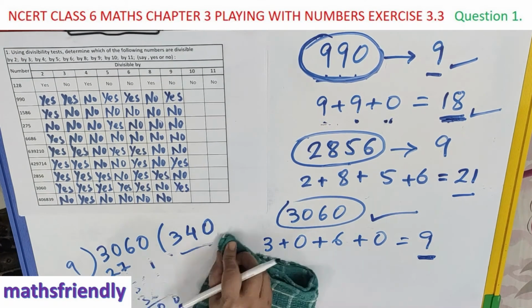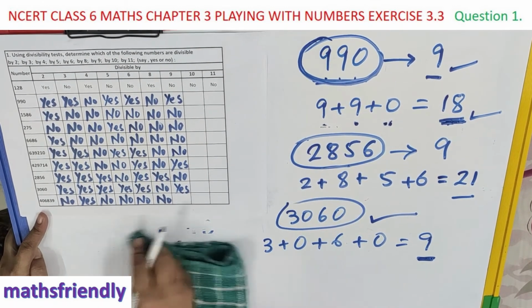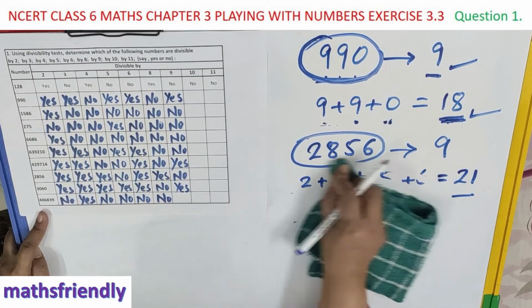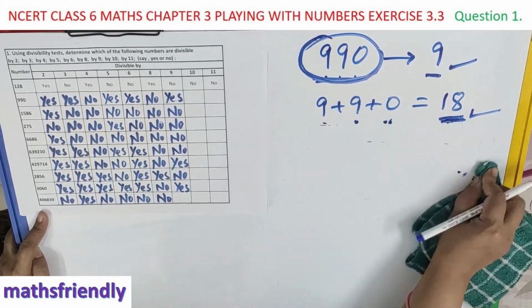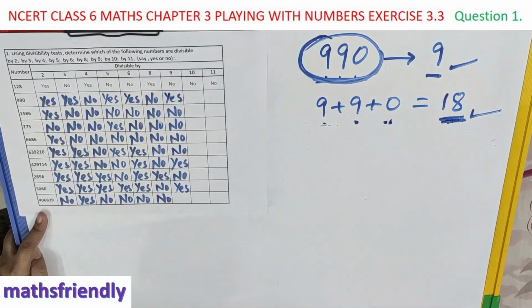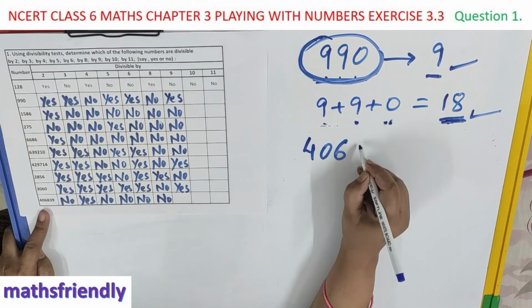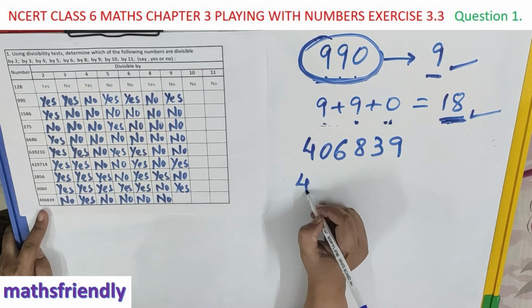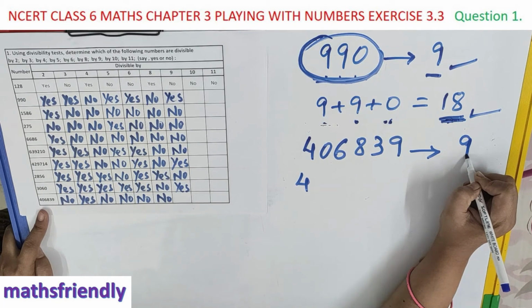Okay. Now, let us do the last question. What is that? It is again a large number and within a second we will find whether this large number is divisible by 9 or not by just using the divisibility test. 406839. We are checking whether this number is divisible by 9 or not.